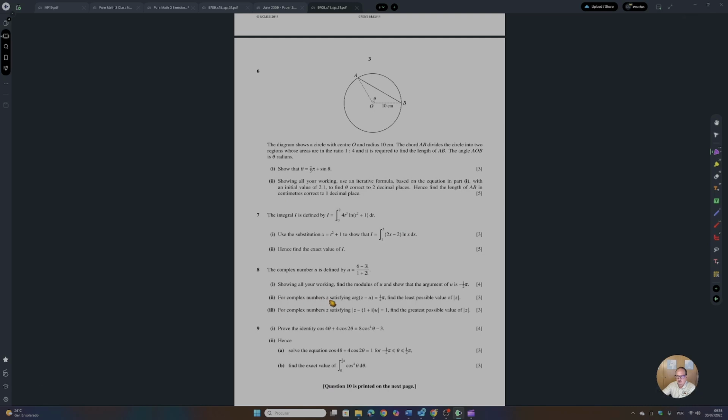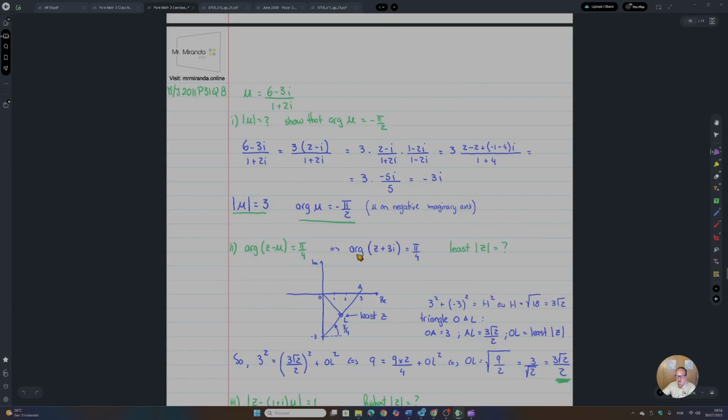For complex numbers z satisfying the argument of z minus u equals pi over 4, find the least possible value of the modulus of z. Okay, what does this mean? The argument of z minus u is basically z minus minus 3i, or just z plus 3i. The point of reference is still that over here, which I just plotted in an Argand diagram. And you know that the argument of this is pi over 4.